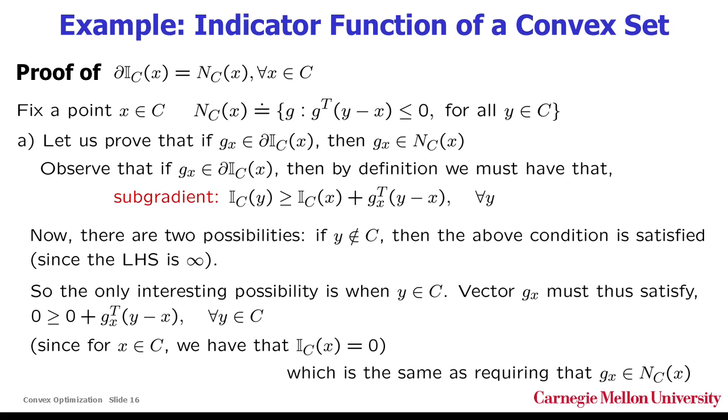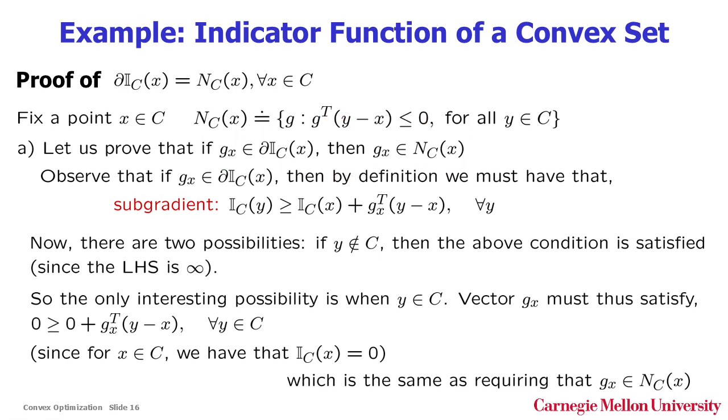First, we will select an element of the subdifferential set of the indicator function, and then we will prove that this element is a member of the normal cone. In the second part, we will do the opposite. We will select a vector in the normal cone, and then we will prove that it's also a member of the subdifferential set of the indicator function.